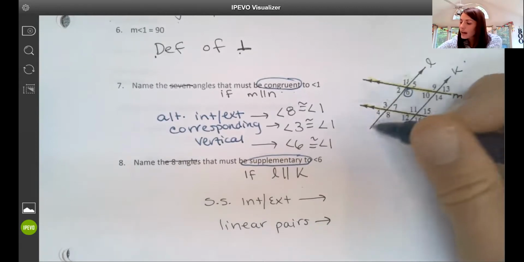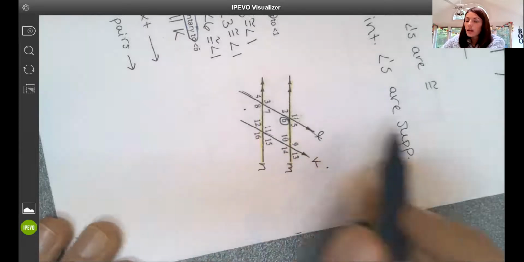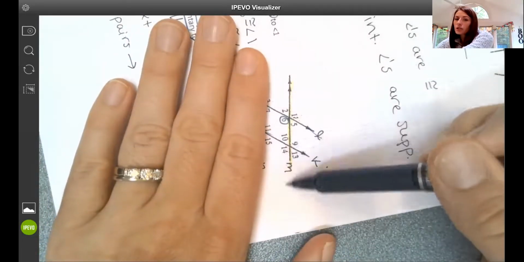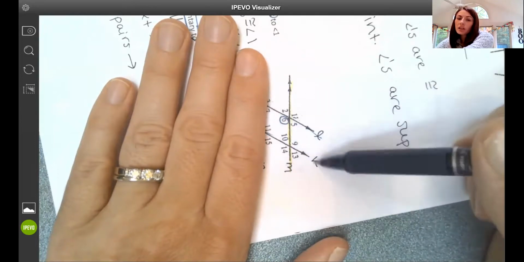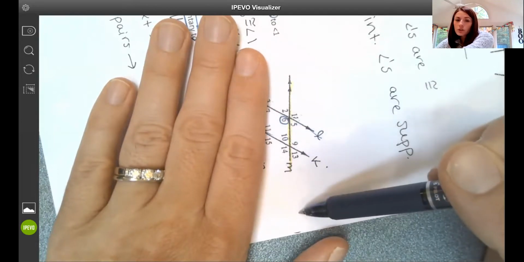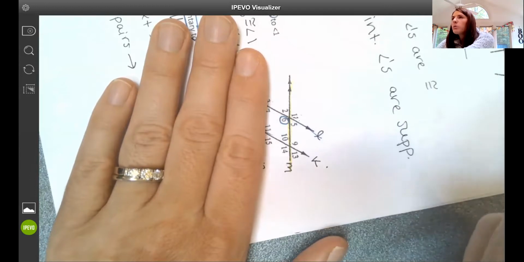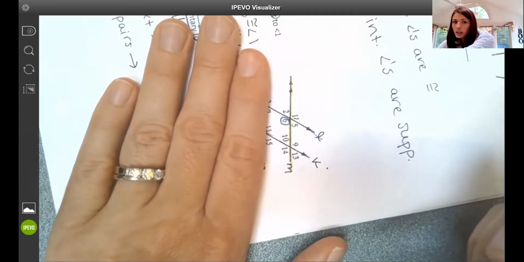So if I'm looking now at L and K being parallel, I'm going to kind of flip this. If L and K are parallel, I'm looking at this as the transversal now. So I'm flipping which pair of lines I'm calling the parallel lines and which I'm calling the transversal. So what would be my either same side interior, exterior?